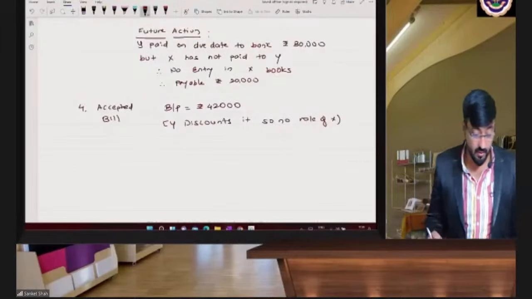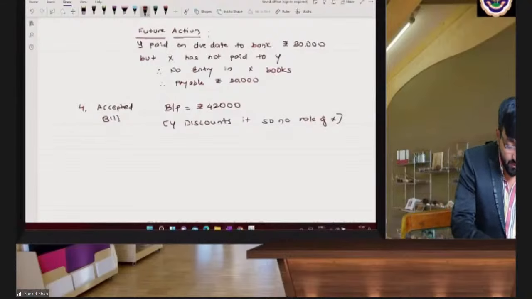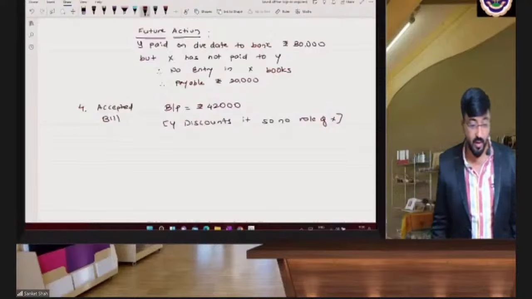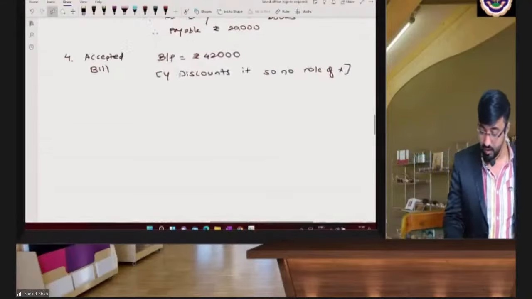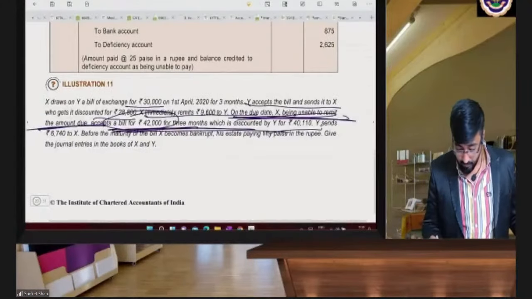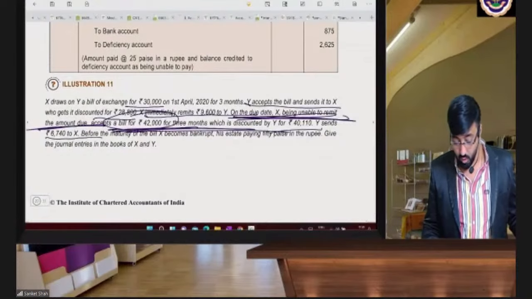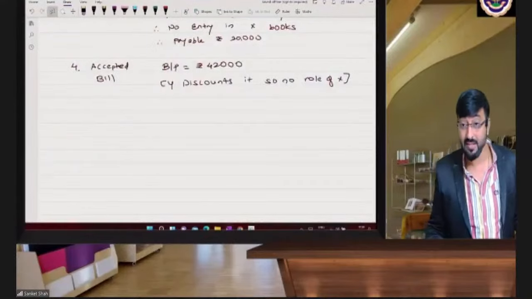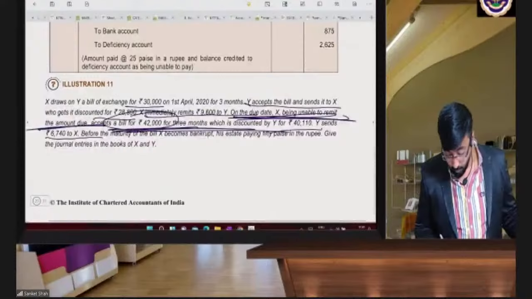Now something which is very, very important that we have to understand. Now what happens? It's very important now. Okay, so Y discounts it. So no role of X. Now what happens? Y sends 6740 to X. Y sends how much? 6740.